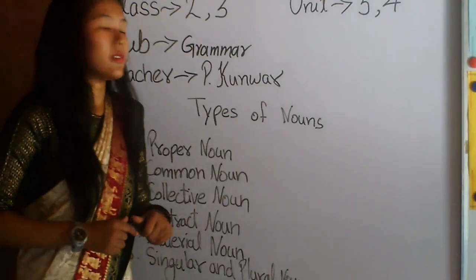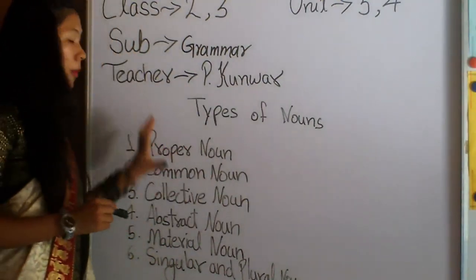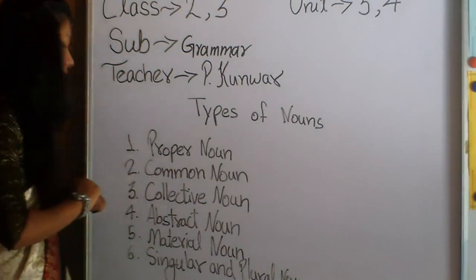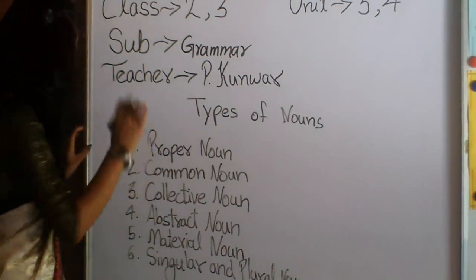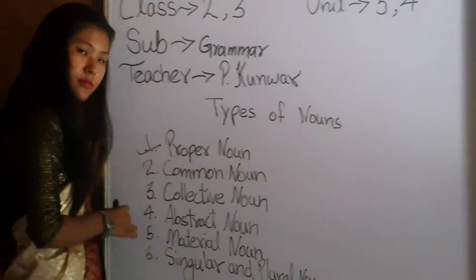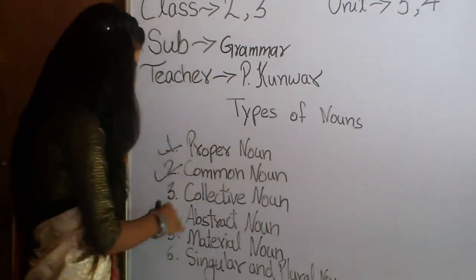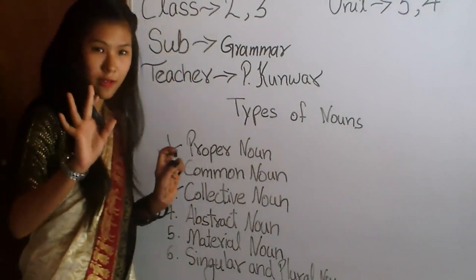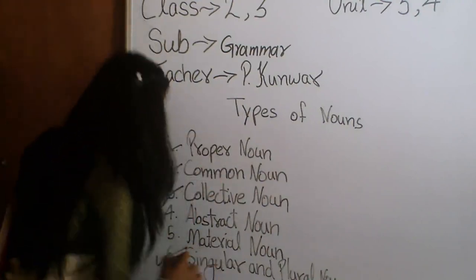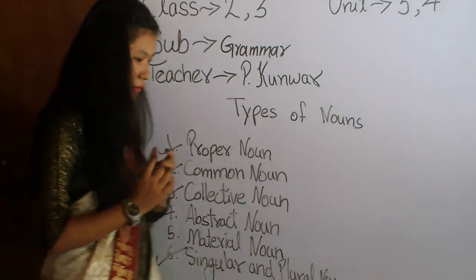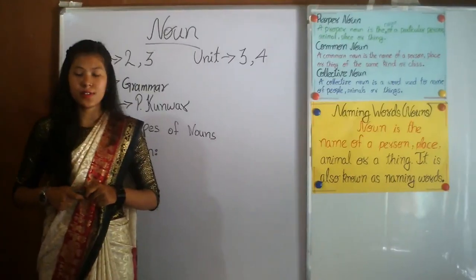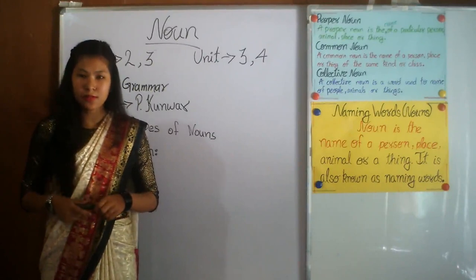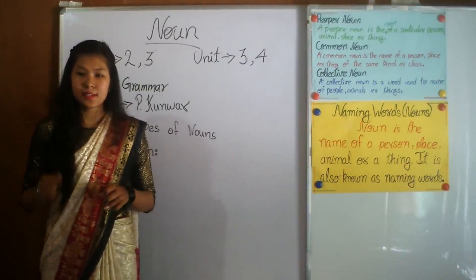So, among these nouns, we are going to read about only three types of noun: proper noun, common noun, collective noun. And then singular and plural noun. Dear children, there are different types of nouns. Let's discuss one by one.